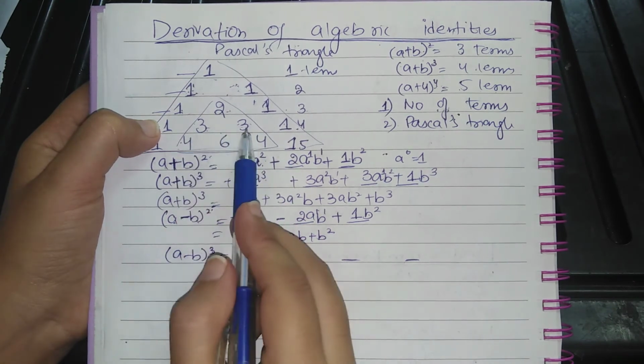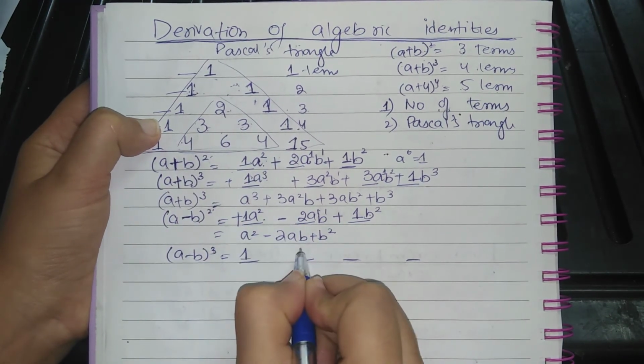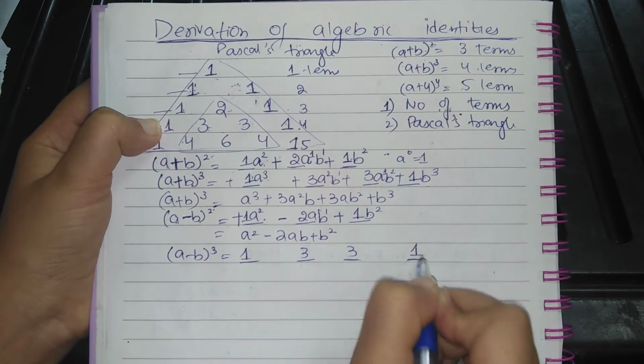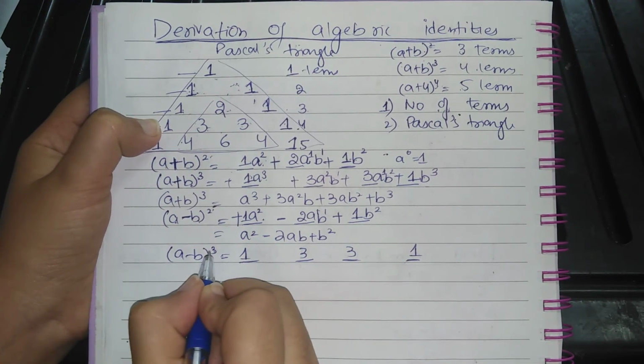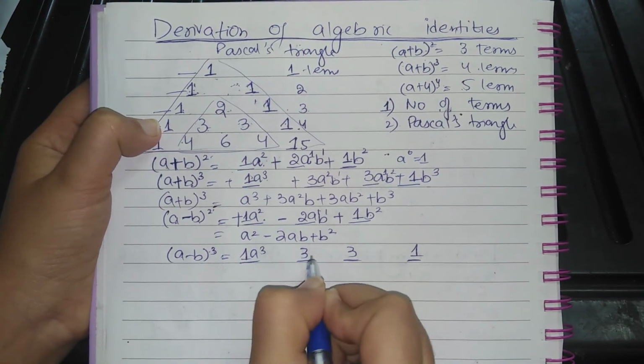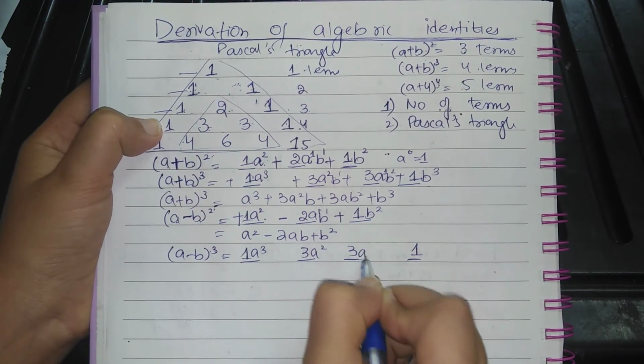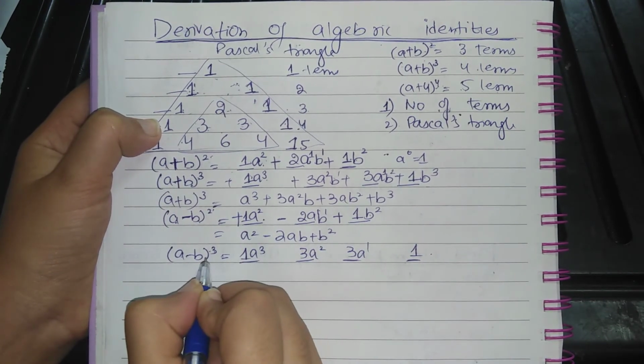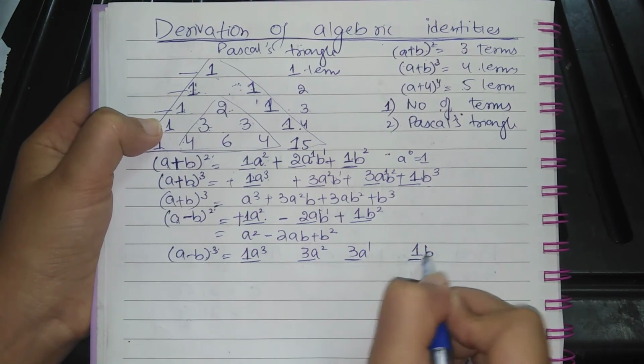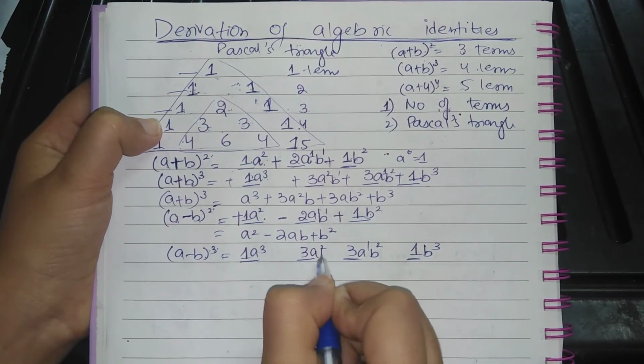First row will be 1 term, second row will be 2 terms, third row will be 3 terms, and fourth row will be 4 terms, highest power 3, and fifth row will be 5 terms. Start decreasing the a power, so always start with 1. No need to write a0. Right side we write b here, power 3, so start decreasing the b power.